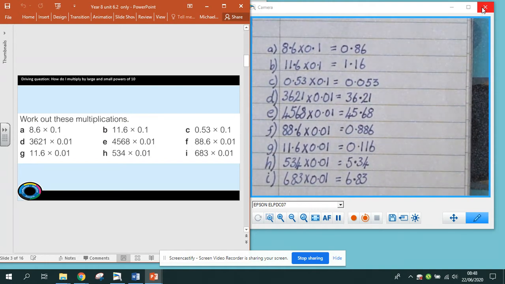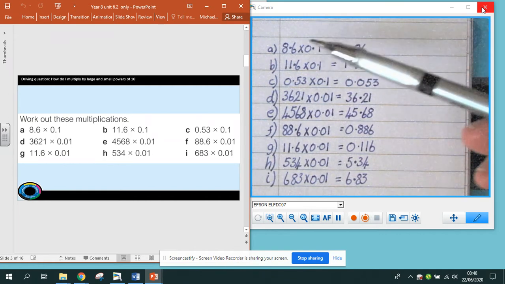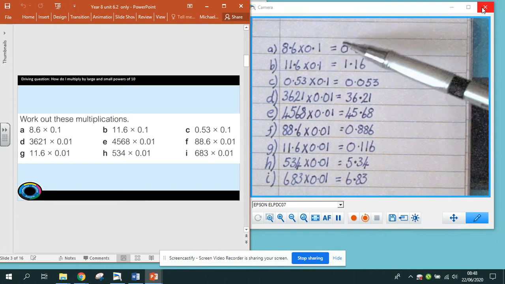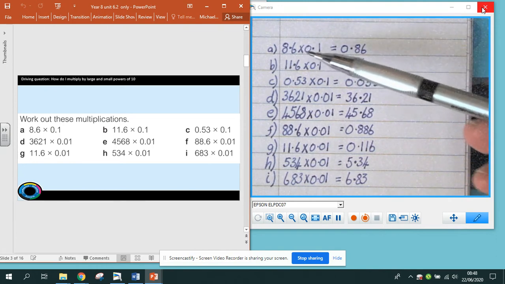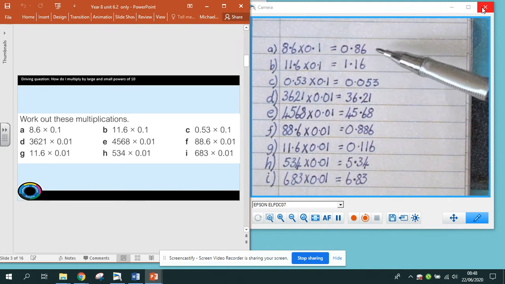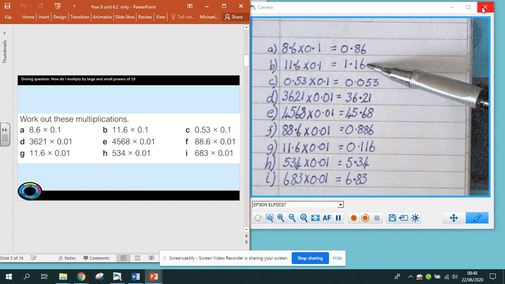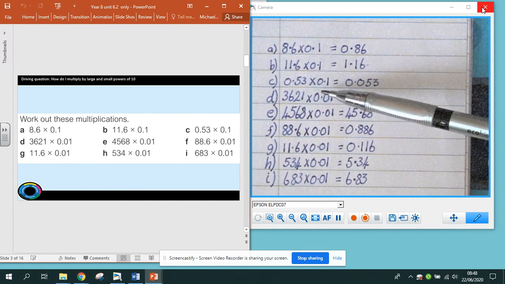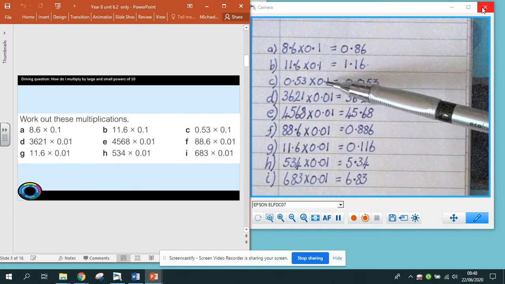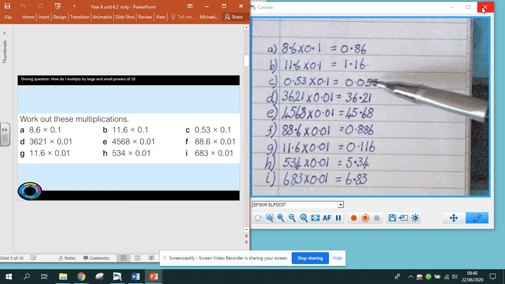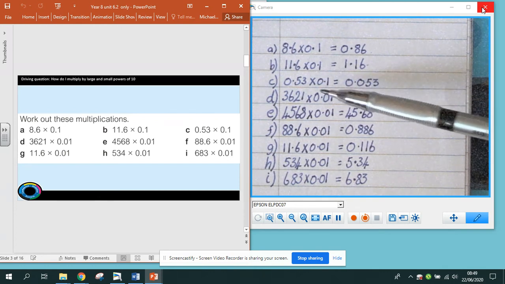Okay, so as we said earlier on, just above here, multiplying by 0.1 is the same as dividing by 10. So 8.6 multiplied by 0.1 is 0.86. 11.6 multiplied by 0.1 is 1.16. 0.53 multiplied by 0.1 is 0.053. In each case, I've moved the numbers one place to the right.